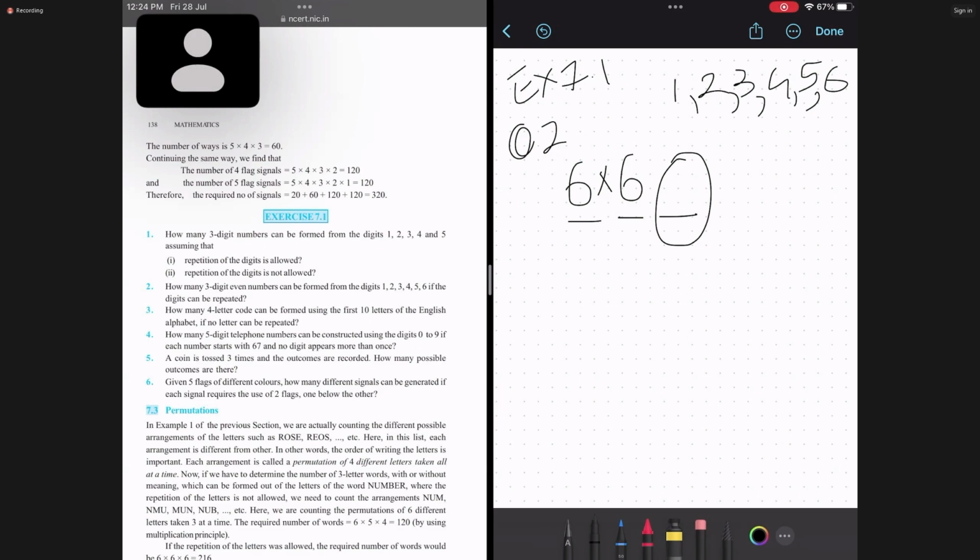But as we have been specified that the number is even, at the ones place we cannot use any of the odd digits. Correct. So the choices we are left with are 2, 4, and 6. So the number of ways we can fill the last digit is 3. If you calculate, this is 36 into 3, which is 108 numbers. Correct.